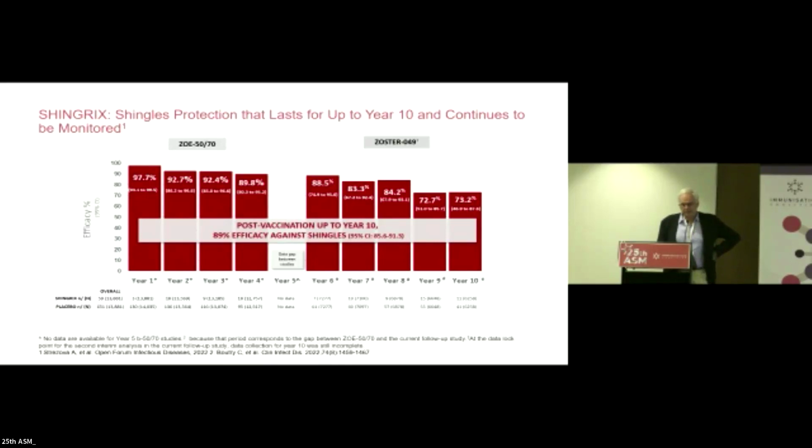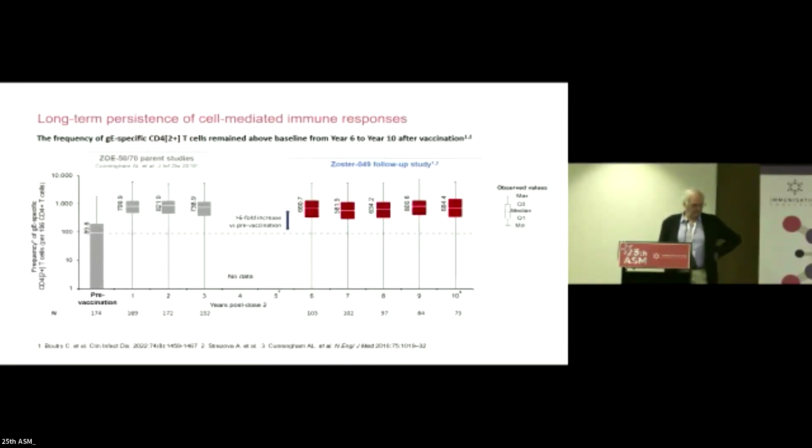The new figures are coming out for year 11 in the near future. I would not take these figures as showing that there is a commencing decline at year 8. This was during COVID, and there were increased numbers of zoster cases during that period of time. And that's reflected in the T cell immunity, which has been shown to plateau and continue out to year 10.